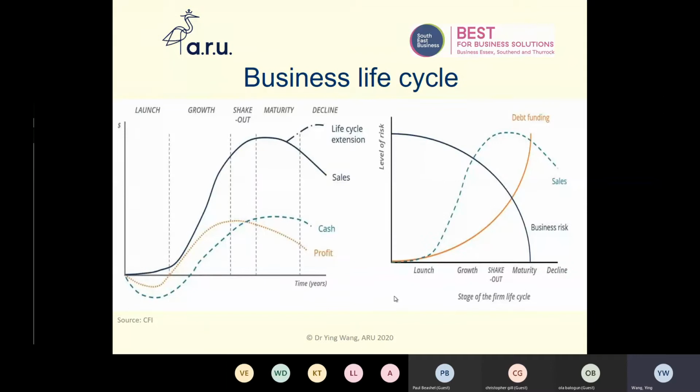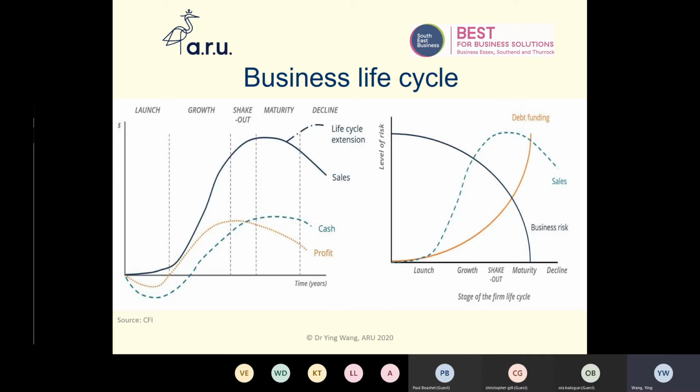Before we start, I would like to remind you about the business life cycle. There are two diagrams here. One is about the launch stage, and then the life cycle: expansion, growth, shakeout, maturity, and decline. You can tell from the diagram on the left that the profit is the yellow dotted line, and then the dotted blue turquoise line is the cash flow. And on top of that, the black line is the sales, the revenue.